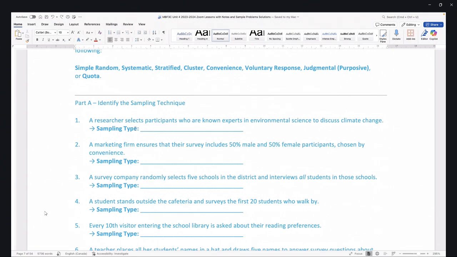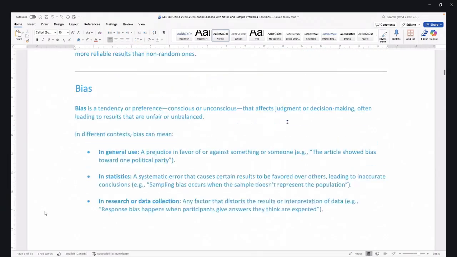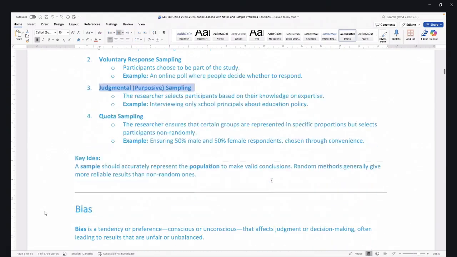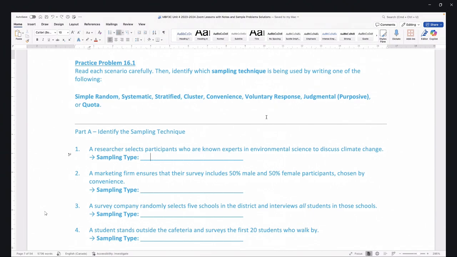So for example, a researcher selects participants who are known experts in environmental science to discuss climate change. Well, which one of those, if you scroll up here, would that be? The researchers select participants based on their knowledge or expertise. That would be judgmental or purposive. So judgmental would go in here. I'm going to actually do this one for you now. And judgmental. So you simply put that in there.